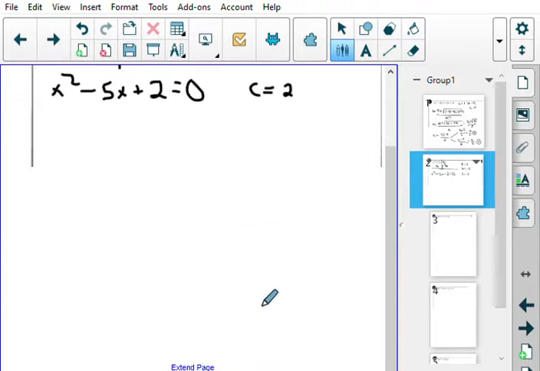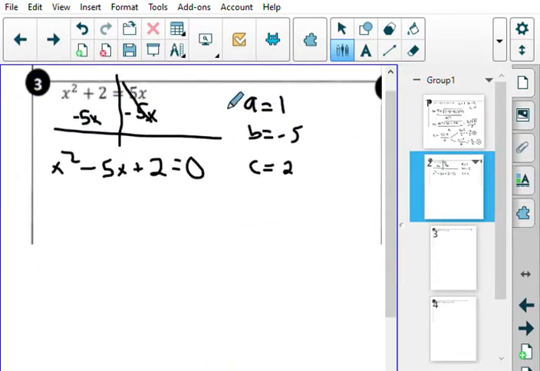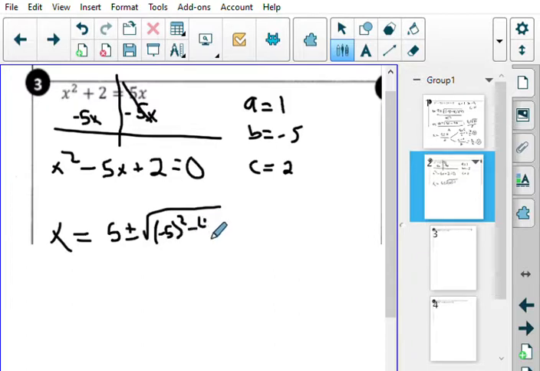Okay, I'm going to extend this down a little bit. All right, so we're going to do our quadratic formula. We have x equals, the first thing is negative b. Again, b is already negative, so we do positive 5 plus or minus the square root. And then the first thing is b squared, so that's negative 5 squared minus 4 times the value of a is 1 times the value of c is 2. And I'm dividing that all by 2 times a.